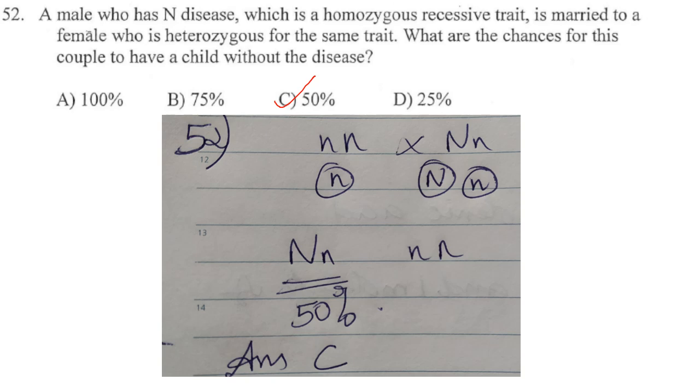Then next one, a male who has N disease, which is a homozygous recessive trait, so I have written it as small n, is married to a female who is heterozygous for the same trait, that is capital N, small n. What are the chances for this couple to have a child without the disease? So when you cross these, you will get capital N, small n and small n, small n. So 50% chances are there that the child is without the disease. So the answer is option C.